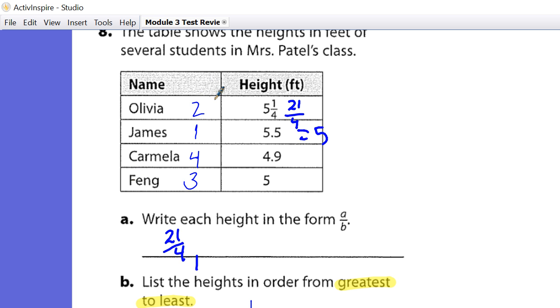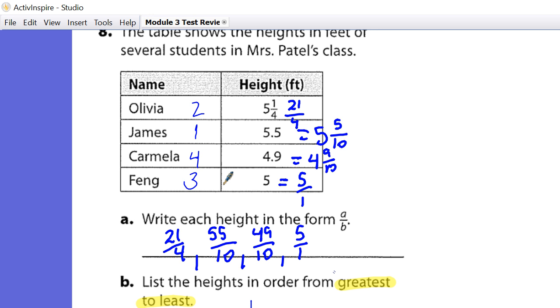5.5 means 5 and 5/10. 5 and 5/10 is 5 times 10 is 50, plus 5 is 55/10. 4.9 is kind of the same idea. It's 4 and 9/10. 4 times 10 is 40, plus 9 is 49/10. And the last one's 5. And don't forget the easy one. A whole number can be written as a fraction over 1. So the last one would be 5 over 1. Those are the correct answers for A.